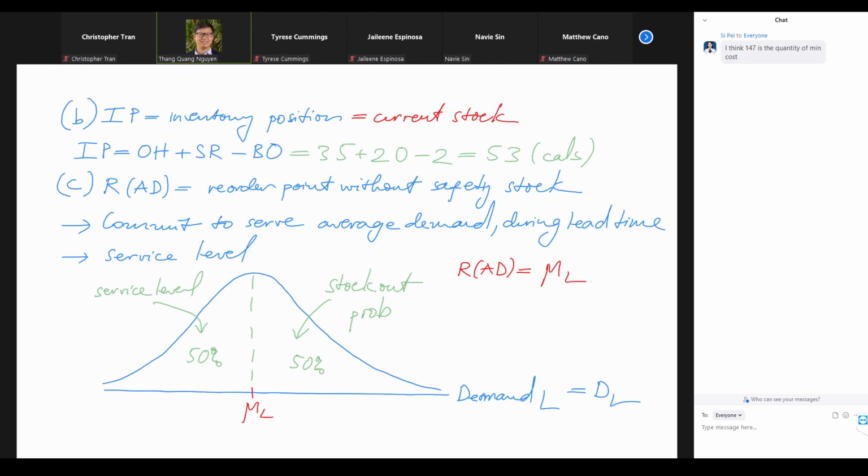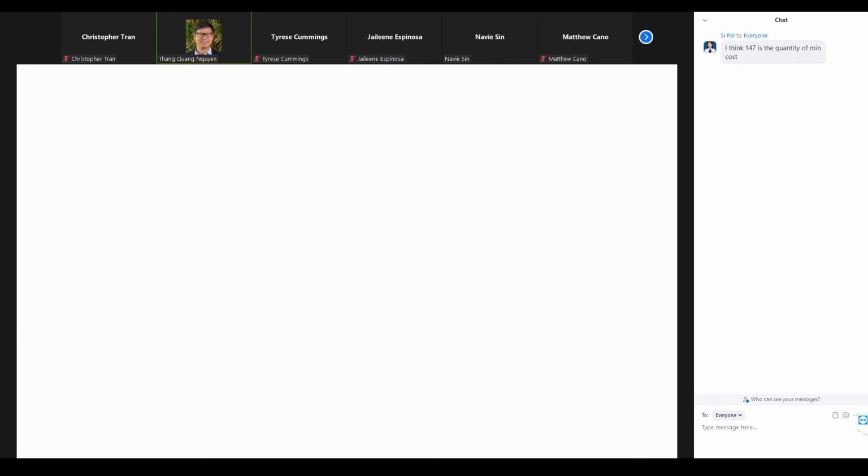We can easily calculate the average demand during the lead time. To be more general, we find the average demand per day, and then multiply it by the number of days during the lead time. So let's put some numbers in. The question gives us the demand per week, so we need to convert it to per day, and then multiply by the number of days. Let me show you the calculation.